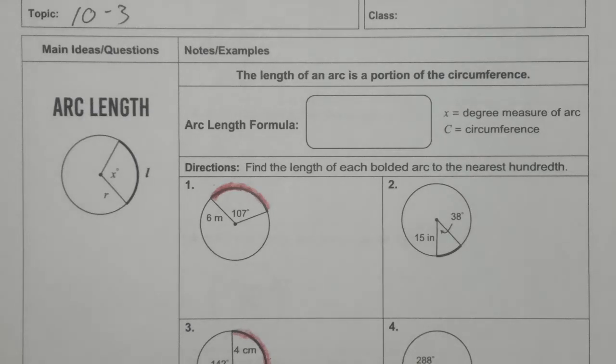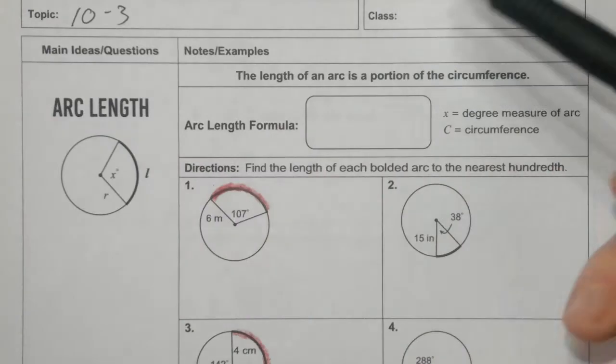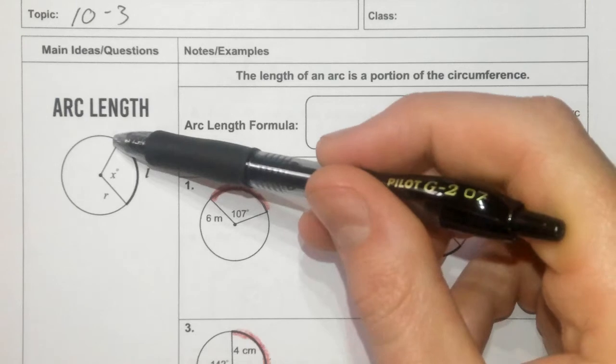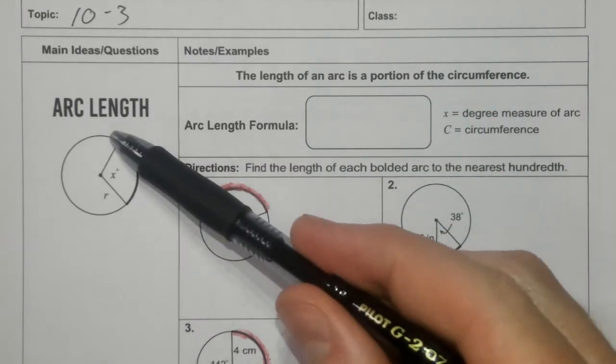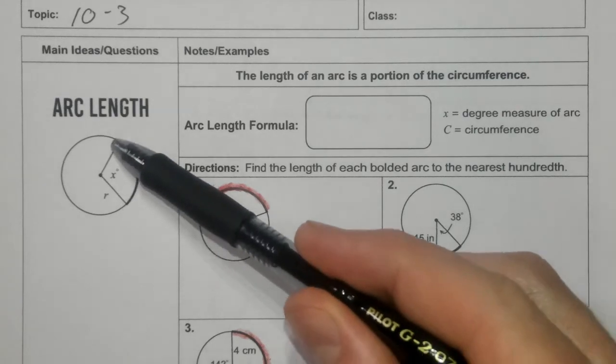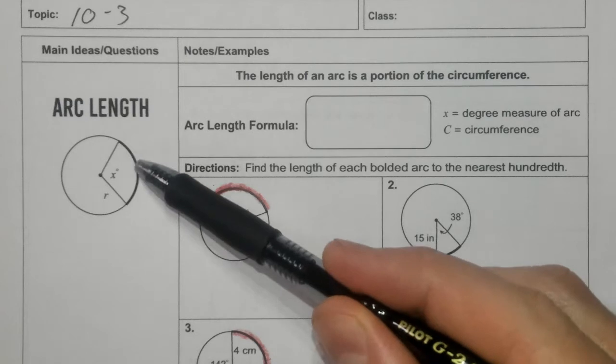Okay, folks, this is the last video for Packet 1, Lesson 10.3, which is on arc length. Arc length you can think of as just a piece of the circumference. If the circumference is the distance all the way around a circle, the arc length is just the length of a piece of that. In this case, L represents the distance along this portion of the circumference, which we call an arc.